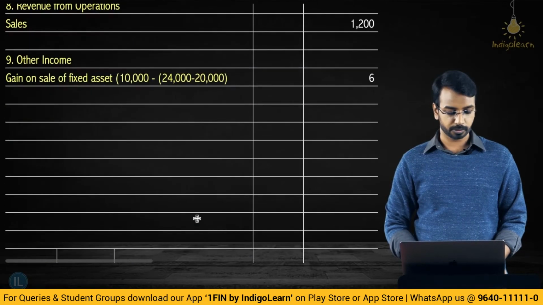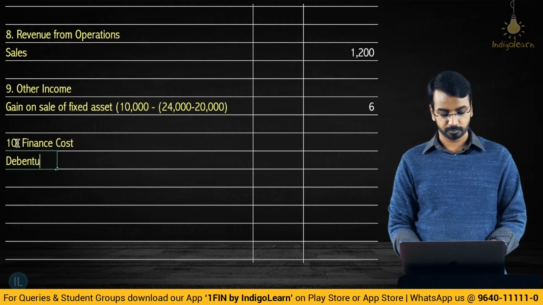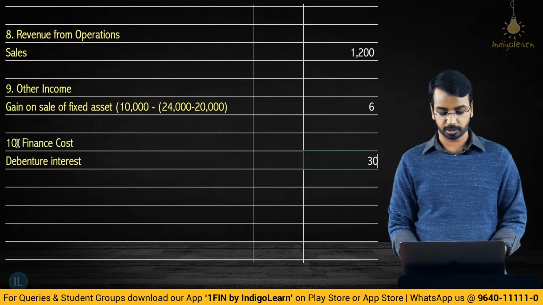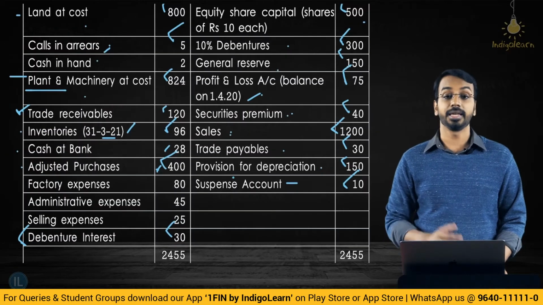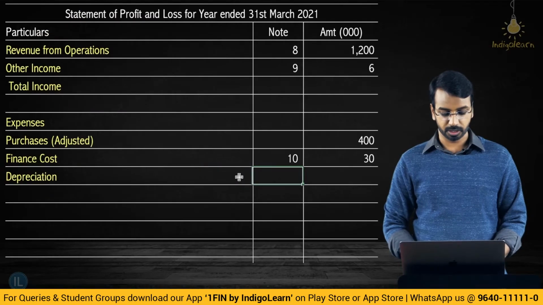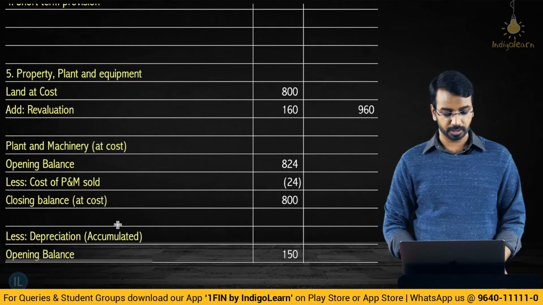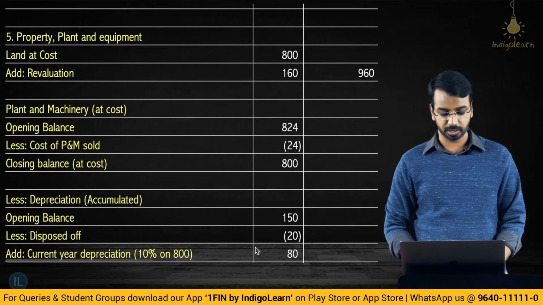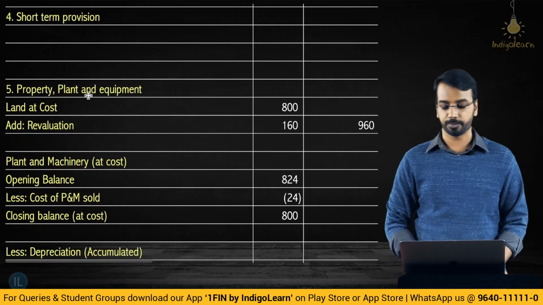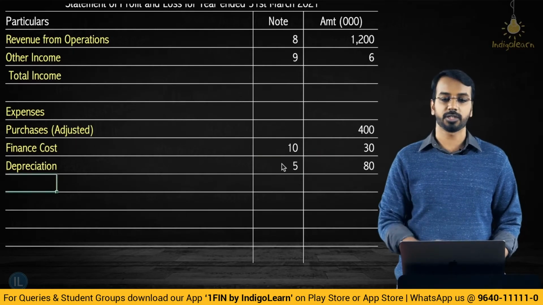Okay, so come to note number 10. Debenture interest, which is 30. Okay. Then the next item we have is depreciation as an expense item. Now for depreciation, we already have prepared a note. What is the fixed asset note? Here we have prepared the depreciation, current year depreciation 80. So you can refer to the same note, note number 5. Okay. How much was the depreciation? 80. That is the depreciation for the current period.